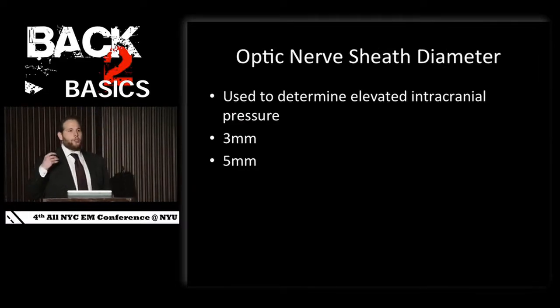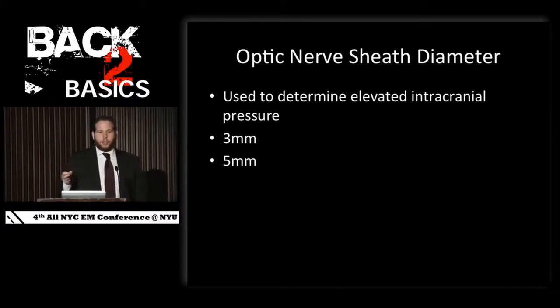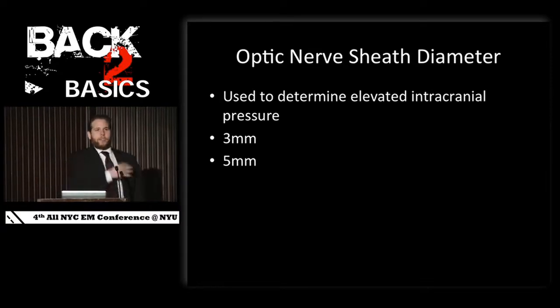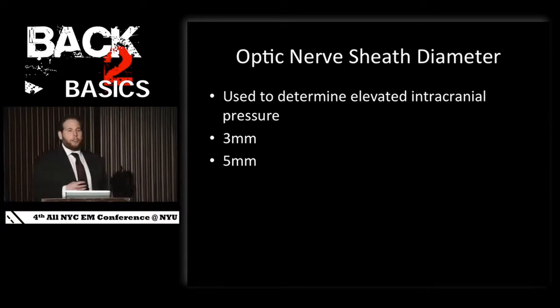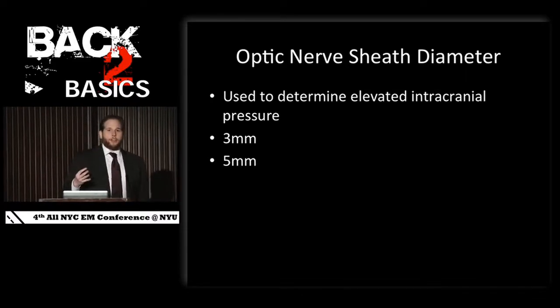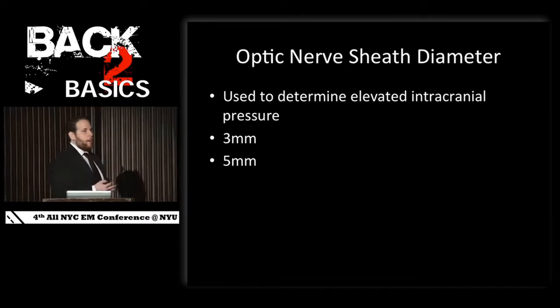And I know as soon as you say the words ocular ultrasound, all of a sudden everybody here probably thought optic nerve sheath diameter. So I have to talk about it, because if you're talking about ocular ultrasound, you're talking about optic nerve sheath diameter. This is where you're concerned about elevated intracranial pressure, and it's a quick, non-invasive way to determine if there's elevated intracranial pressure.